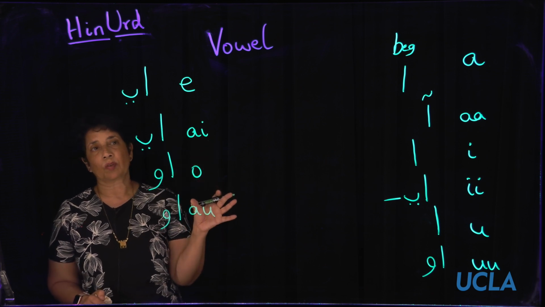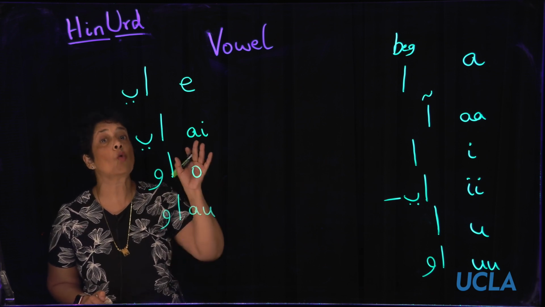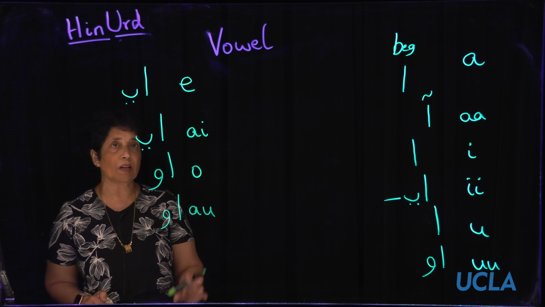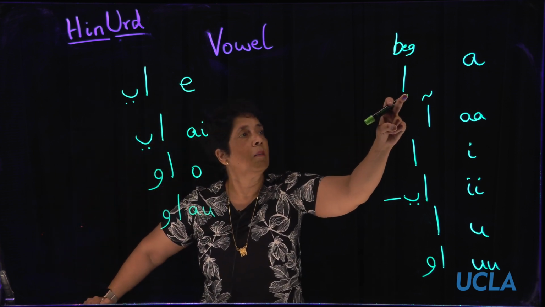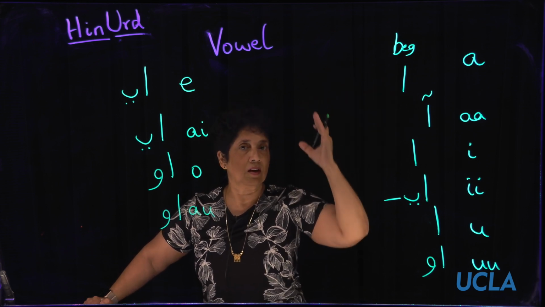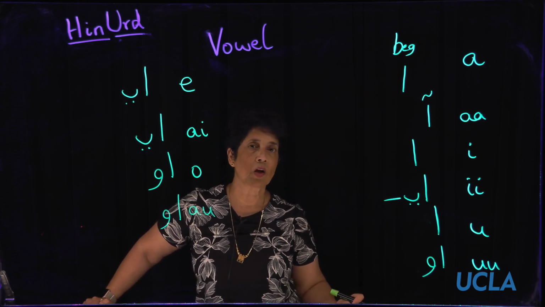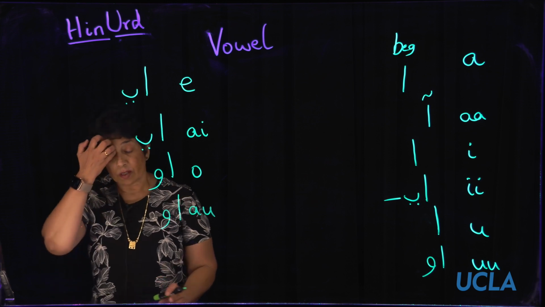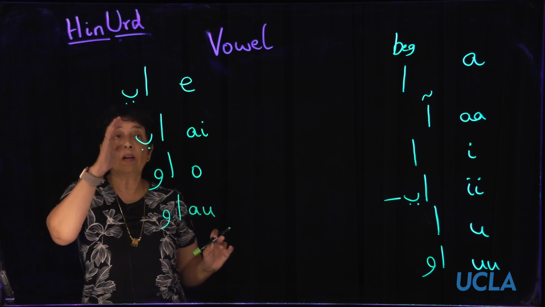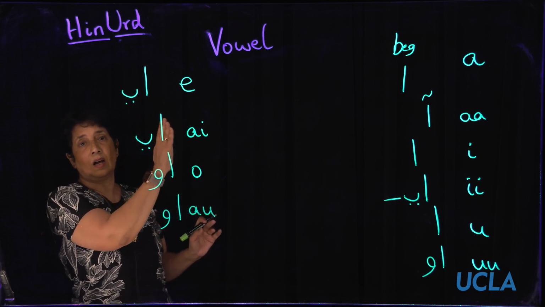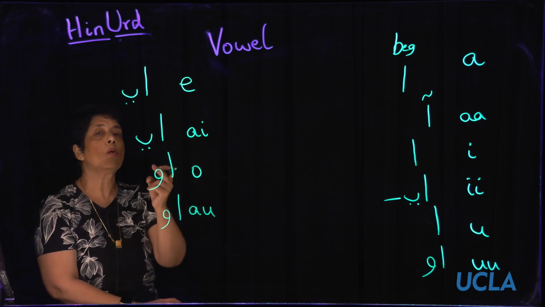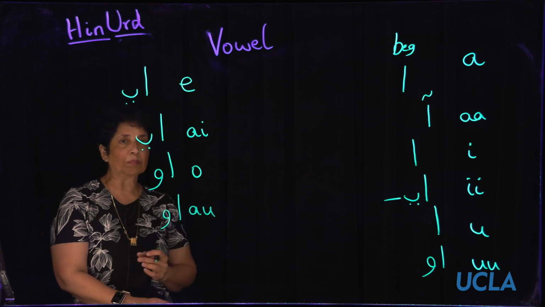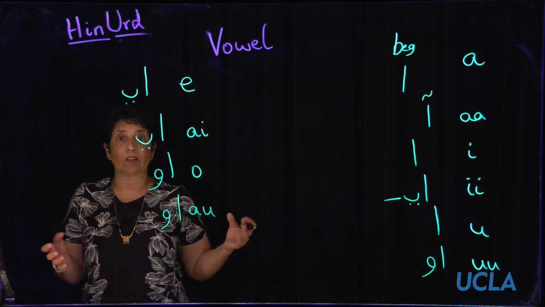So what you'll notice is, in the shapes, what is one thing common to all the vowel representations? They all begin with this line. Okay, so in Urdu script, a word that begins with this danda, the stick, the line, you know that it's a vowel. The word begins with a vowel.